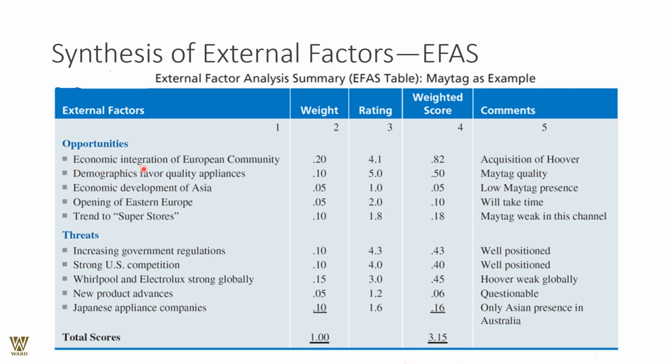Let's say the opportunities are economic integration in the European community, demographics favoring quality appliances, economic development of Asia, and the opening of Eastern European trends in superstores, as the case might be. Threats, on the other hand, might be increasing government regulations, strong US companies, Whirlpool and Electrolux going strong globally, and new product development by Japanese appliance companies, and so on.